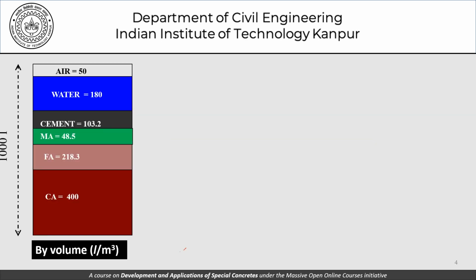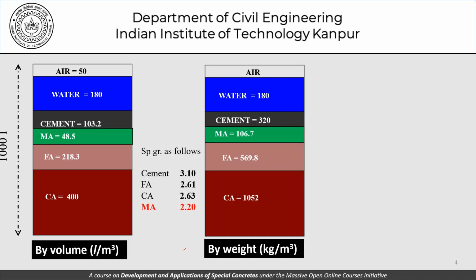Now, this is an old slide from the proportioning that we carried out for normal concretes, as a part of the review of our understanding of normal concretes. We can see that coarse aggregate constitutes about 40% of the entire concrete mix by volume. Fine aggregate is another 22%. Mineral admixture is about 48 liters. Cement is about 100 liters and water is about 180 liters. That's about 18%. Cement and mineral admixtures constitute about 150 liters. That's about 15% of the concrete by volume, air being taken as 5%. By weight, this proportion translates to what is given here.